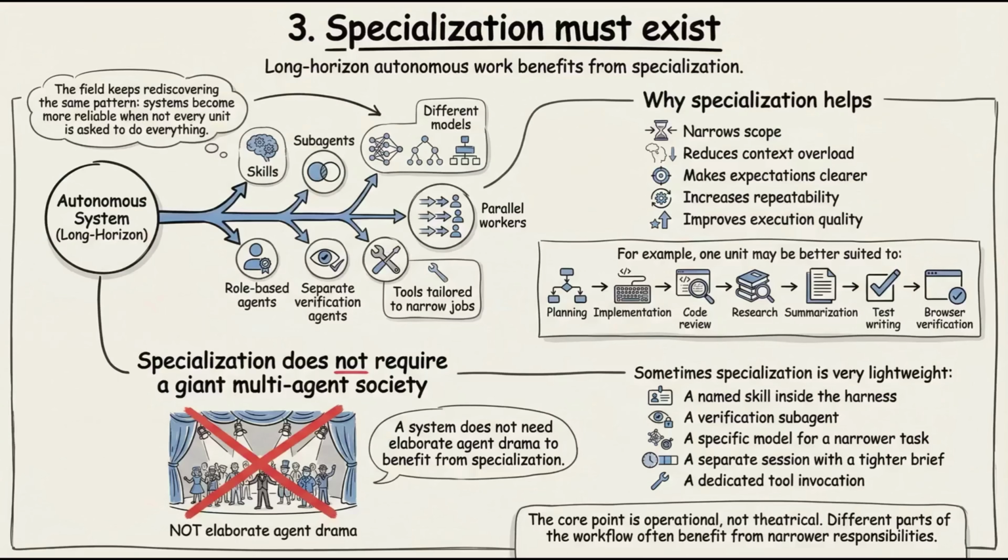Let's move on to our third key principle. Specialization must exist. When we look at long-horizon autonomous work, one thing becomes very clear, and that is that specialization is a massive advantage.